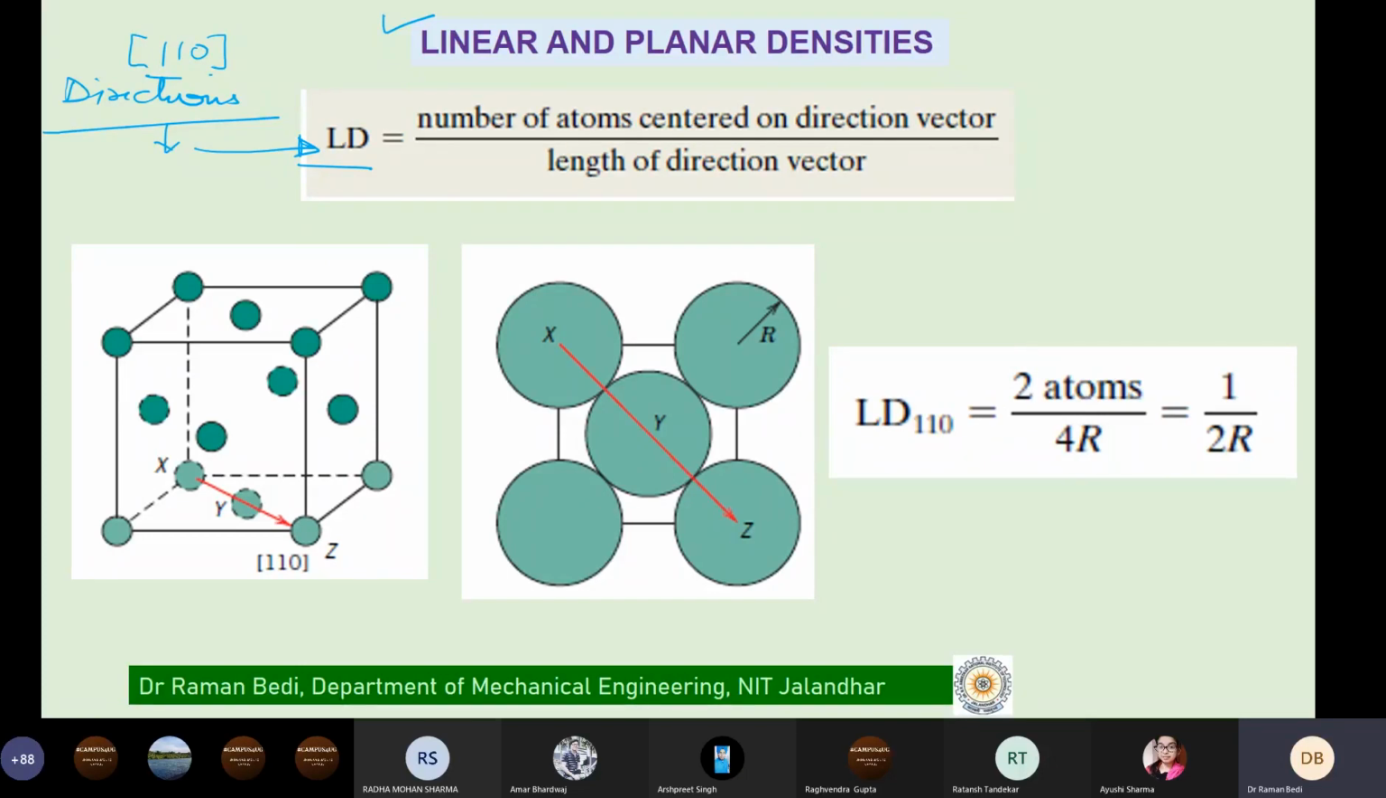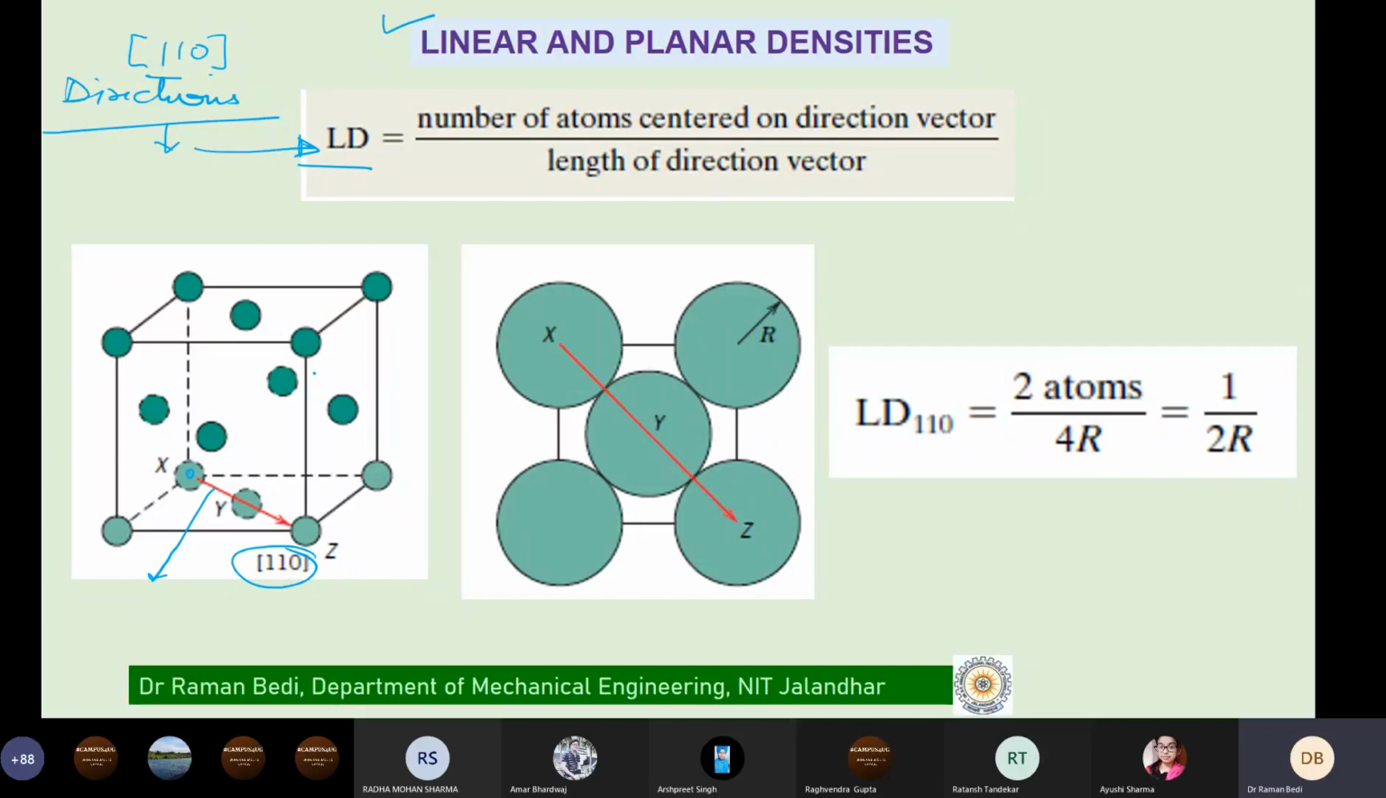We have shown here a linear density for a direction which is referred to here as 110. So this red arrow here is showing you the 110 direction. I hope you can understand why it is 110. So the origin is here, so you have one intercept on x, one on y, and 0 on z. That is why this direction is referred to as the 110 direction.